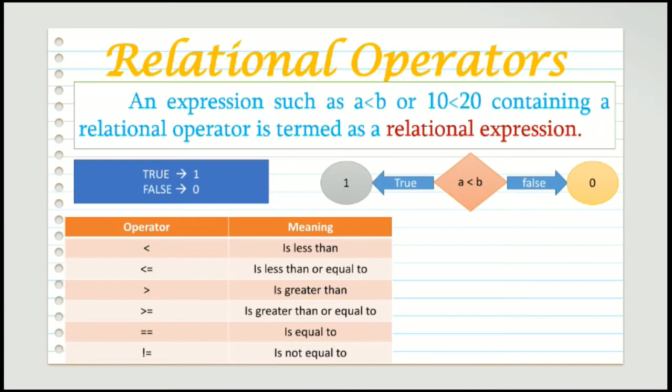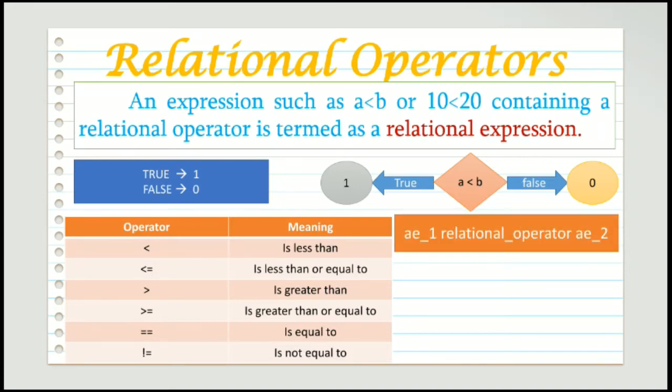A simple relational expression contains only one relational operator and takes the following form, that is AE1 relational operator AE2. Here AE1 and AE2 are arithmetic expressions which may be simple constants, variables, or combinations of them.